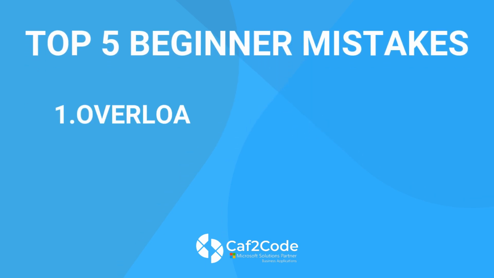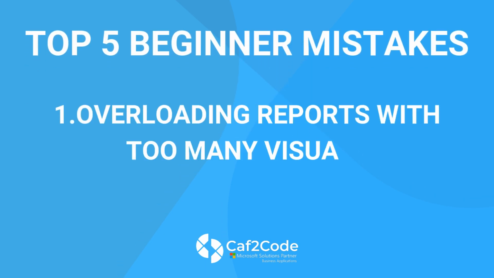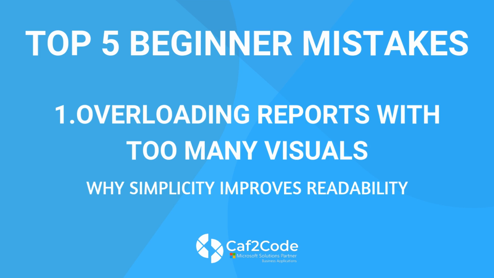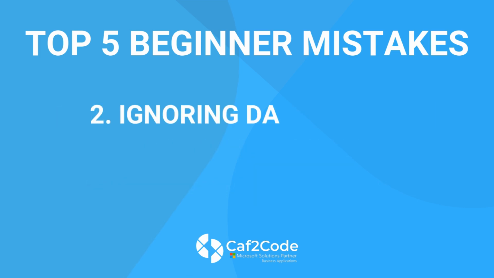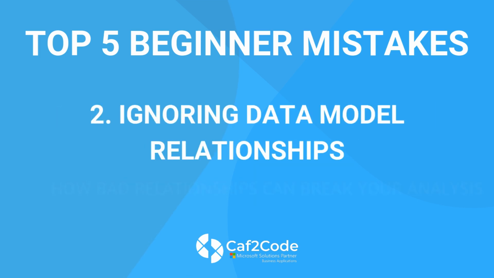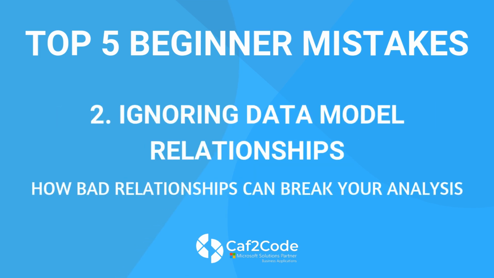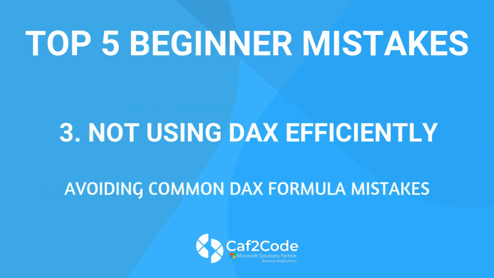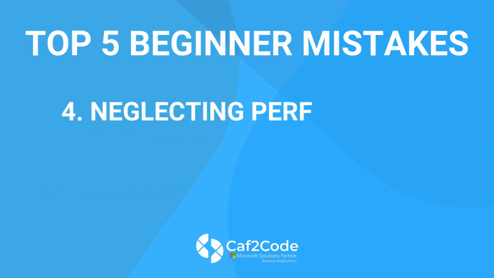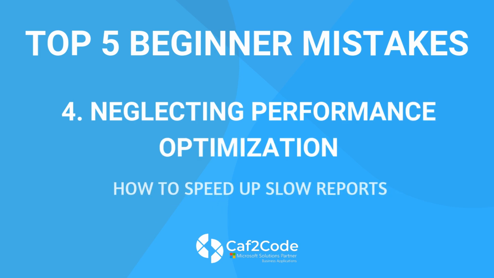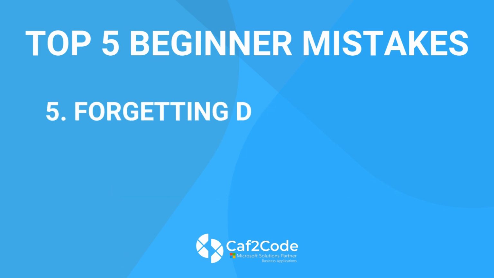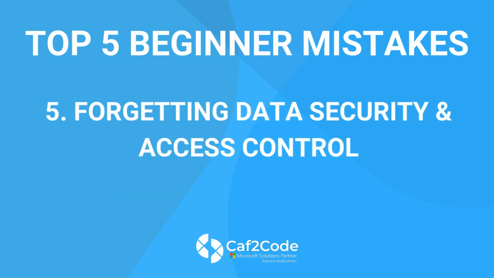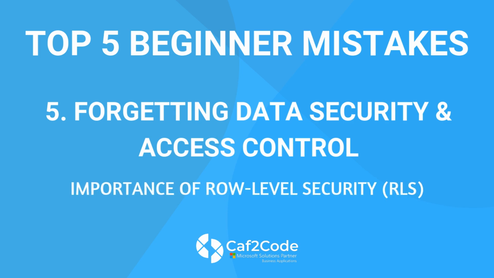The first one is overloading reports with too many visuals, why simplicity improves readability. Ignoring data model relationships, how bad relationships can break your analysis. Not using DAX efficiently, avoiding common DAX formula mistakes. Neglecting performance optimization, how to speed up slow reports. And the last one, forgetting data security and access control, importance of row-level security.